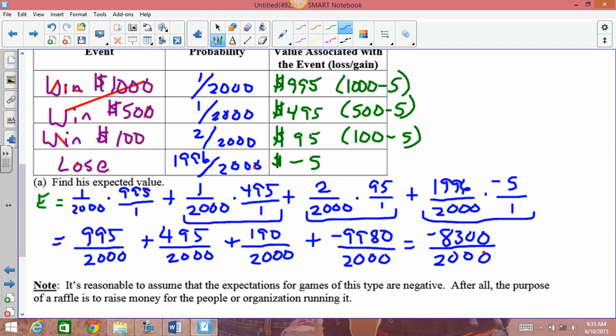Divide that out. We're talking about money, and you should get -415. So -$4.15. Final answer for my expectation. So you would be expected to lose $4.15 if you were to participate in this raffle many, many times.